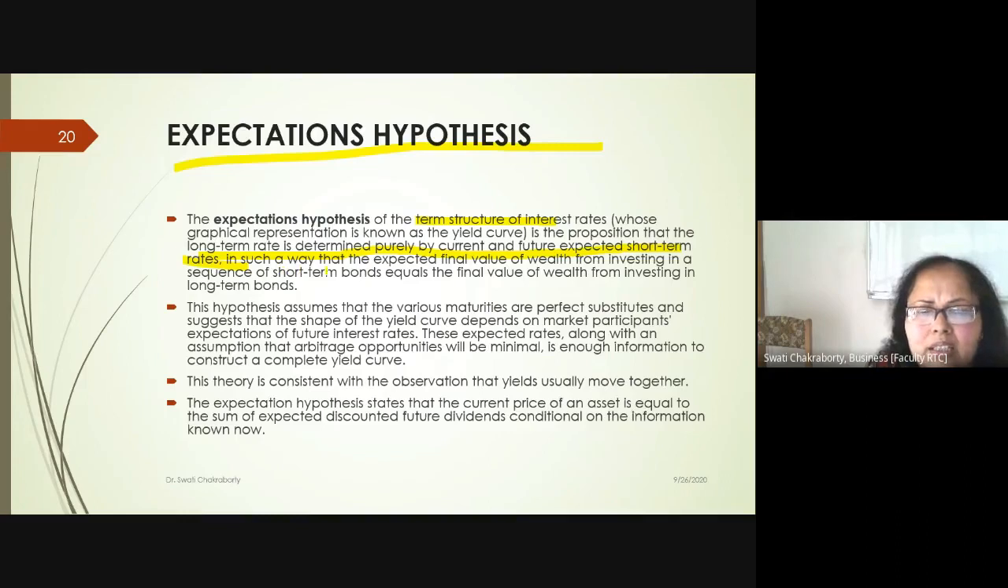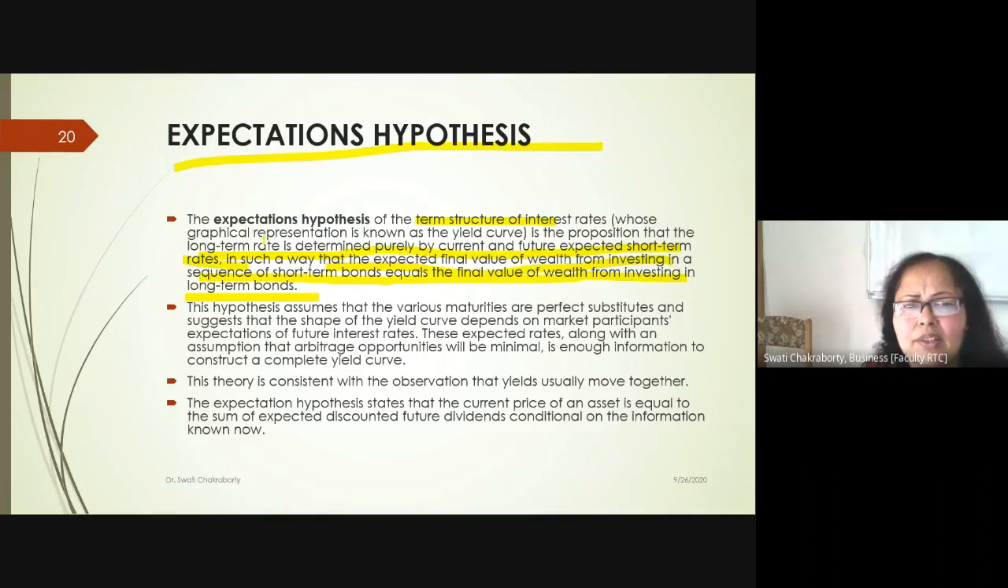So how is it done? It's done in a way that the expected future value of wealth when you invest in a sequence of short-term bonds is equal to the final value of wealth from investing in long-term bonds. Expected final value when you invest in a sequence of short-term bonds is equal to the final value of wealth that you invest in a long-term bond. That's what they say, right? The sum of all the returns that you get from the short-term bonds is equal to the long-term investment. It's the same.